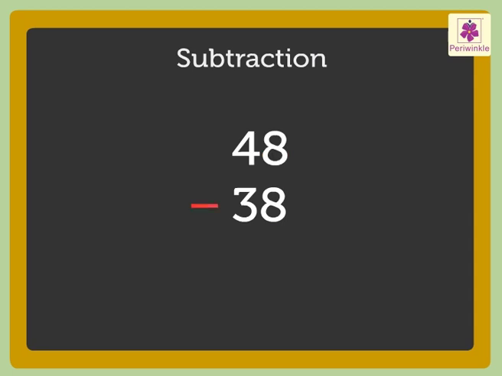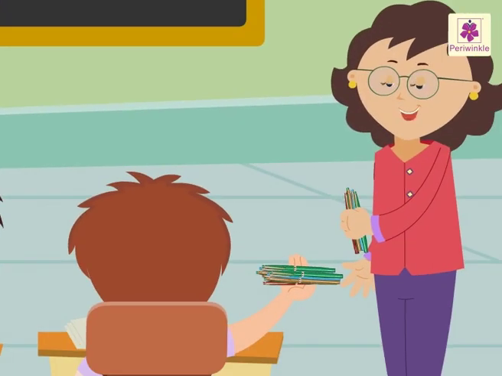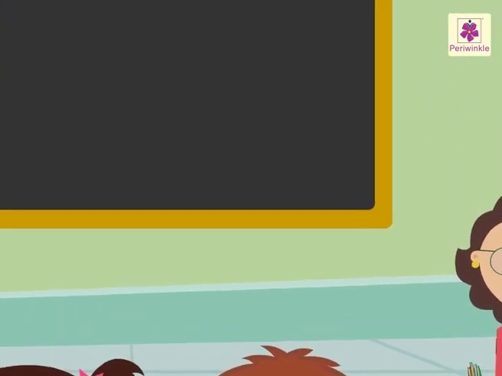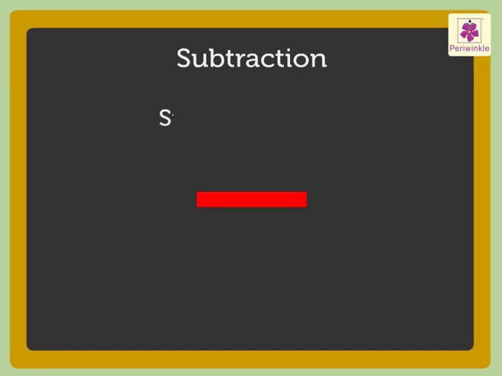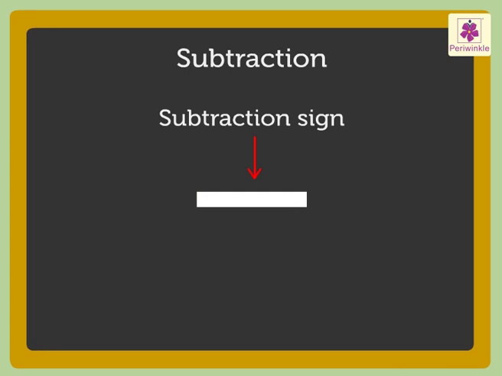8 minus 8 is equal to 0. 4 minus 3 is equal to 1. Thus, the difference between 48 and 38 is 10. There are 10 pence left with me. We use the subtraction sign to write the subtraction sentence.